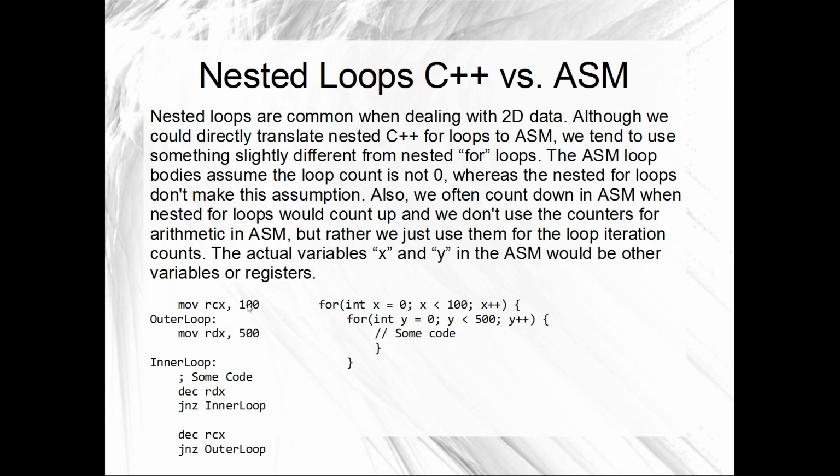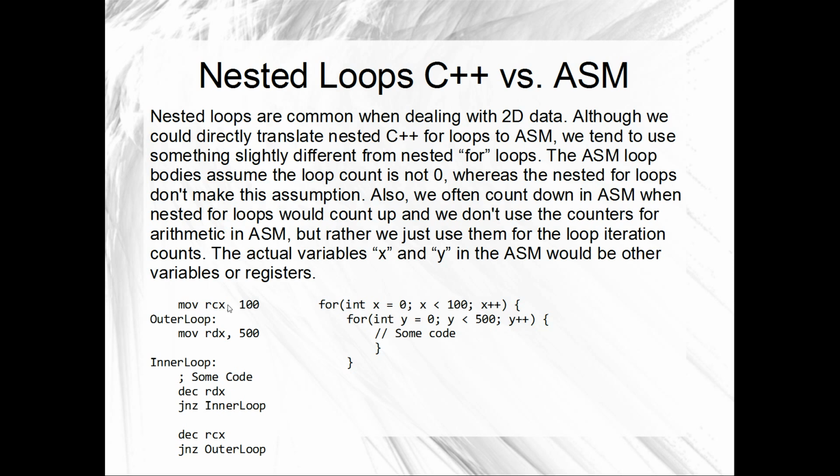But in assembly, what we do is we say mov rcx 100, that's how many times we want the outer loop to run. Mov rdx 500, that's how many times we want the inner loop to run. Then we just run the body of the loop. We don't do the check. I hope that makes a bit of sense.